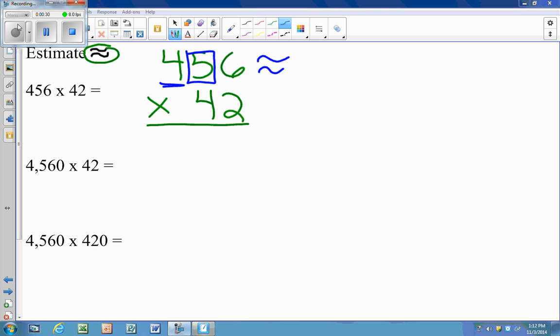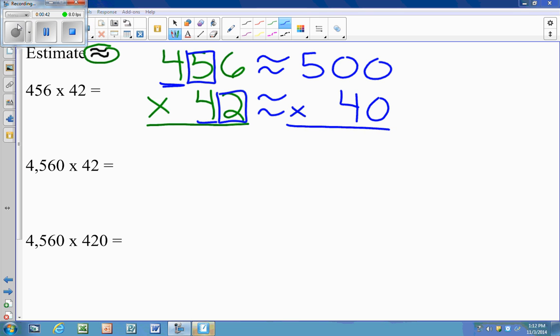So 456, when I round it, will round to 500. And 42, when I round it, will round to 40. And now I can solve it, which will give me my estimation. So I ignore my zeros, and I have 5 times 4 is 20, and then I put the 3 zeros back in. So 456 multiplied by 42 estimated is 20,000.